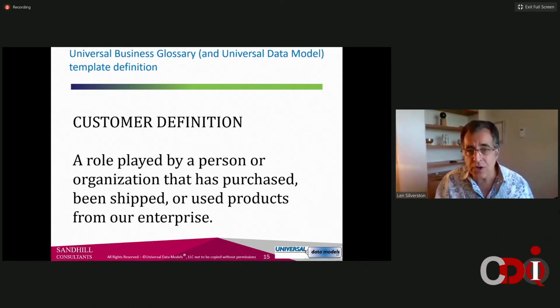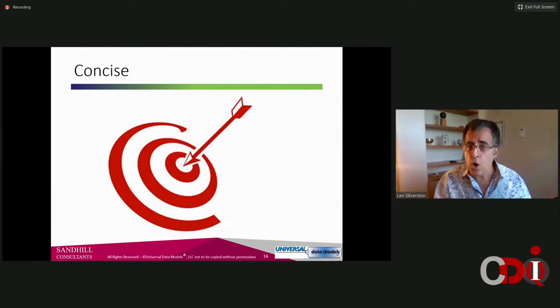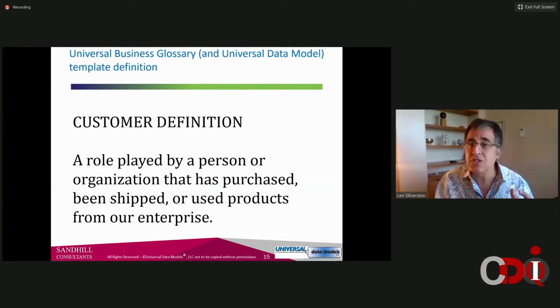And then we're also going to bring in tense to say if they've purchased, and also different types of customers. We're going to bring in that if they've been shipped products, or if they've used products from our enterprise, they're also end user customers or ship-to customers. These are also customers. So we're getting first at the essence of what this is.